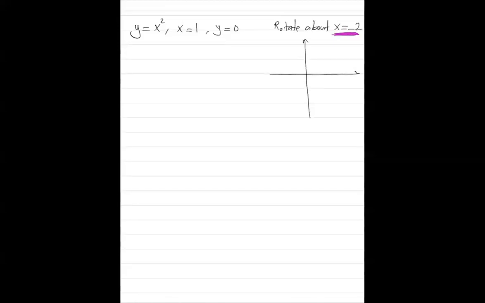Here you have y equals x squared, a quadratic function, x equals 1, and then you have y equals 0, which is basically your x-axis. And you want to rotate this about x equals negative 2. The line x equals negative 2 is just right on the other side. So x equals negative 2.